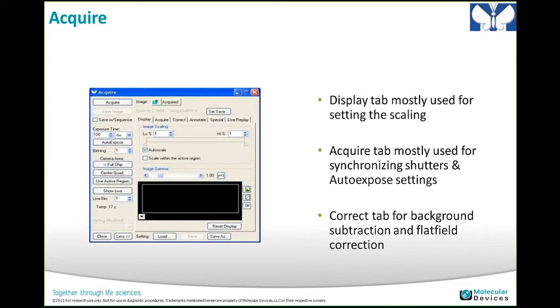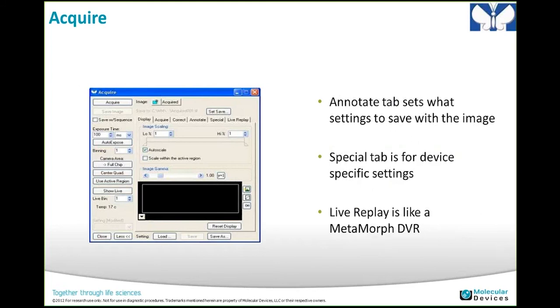From the image acquisition side, you have simple image acquisition, just snapping pictures, and that's what this Acquire dialog does. The Display tab handles most of the scaling for setting how the images are displayed on the desktop. The Acquire tab is where you would set up synchronizing the shutters, controlling what illumination settings and light are going to the sample, as well as your auto expose settings. In the Correct tab, you can do background subtraction, shading correction, and flat field correction, so you can correct the images as they're being acquired. In the Annotate tab, you can save information with each image, and what's listed in the Annotate tab is what gets saved with the image. The Special tab holds device-specific settings, so depending on which camera you have configured, there will be controls within that.